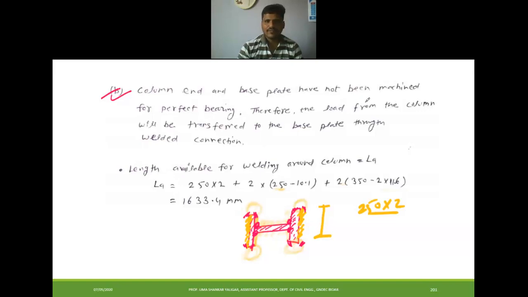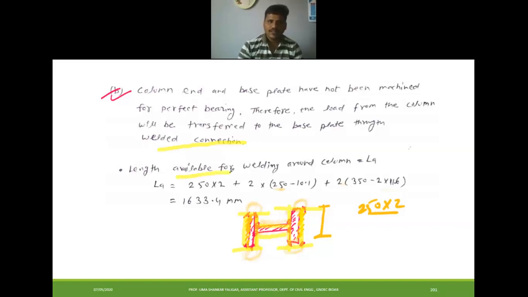Then the column end of the base plate cannot move for perfect bending. Therefore, the load from the column will be transferred to the base plate through the welded connection. See here, this is the plan view of your I section column. Now here I need to calculate the length of weld required. I can make the welding at this point, at this point, and at this point and this point. All around the I section I can make a welding between your I section and the base plate. Okay, what is the available length of the welding?